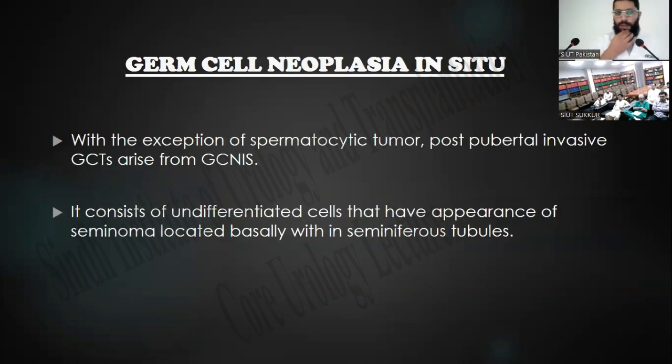Germ cell neoplasia in situ. Most of the germ cell tumors arise from germ cell neoplasia in situ, with the exception of spermatocytic tumor. Germ cell neoplasia in situ consists of undifferentiated cells that have appearance of seminoma located basally within the seminiferous tubules.